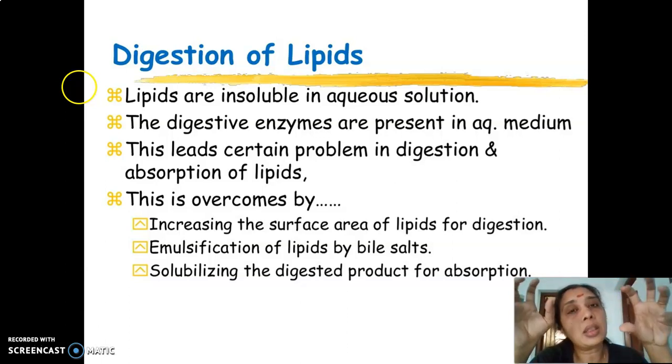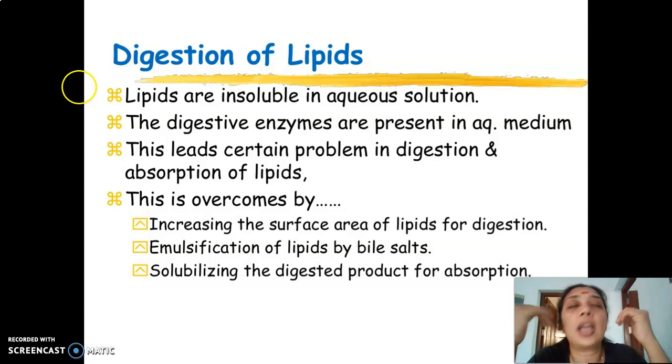This makes the person feel that he's not having any feeling for eating more and more food once the fat-rich food is taken. Clear? And hence fat is said to have a high satiety value.